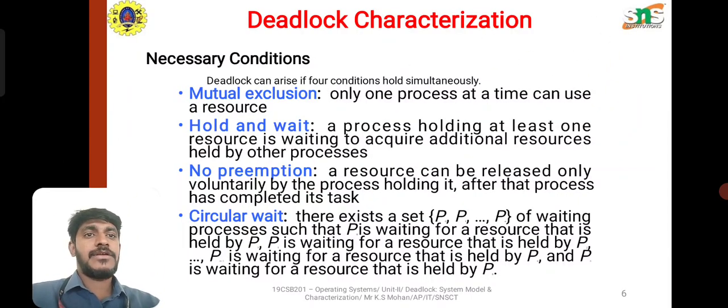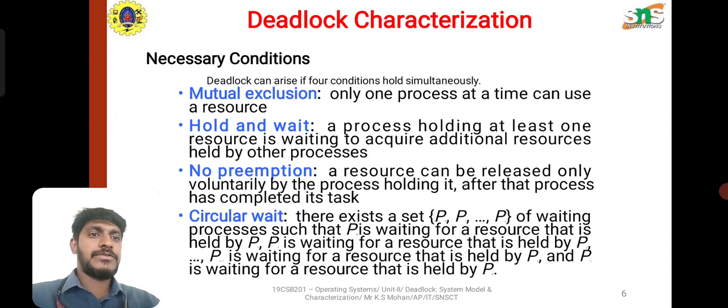Now the necessary conditions, the deadlock characteristics. The first is mutual exclusion: only one process at a time can use a resource. A deadlock can arise if 4 conditions hold simultaneously: mutual exclusion and hold and wait. Hold and wait means a process holding at least one resource is waiting to acquire additional resources held by other processes. So hold and wait causes deadlock.